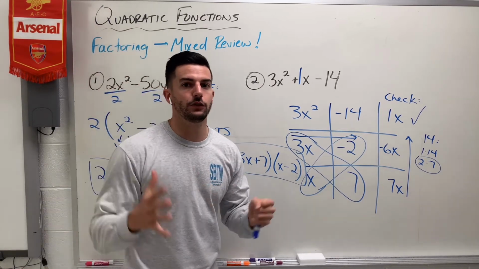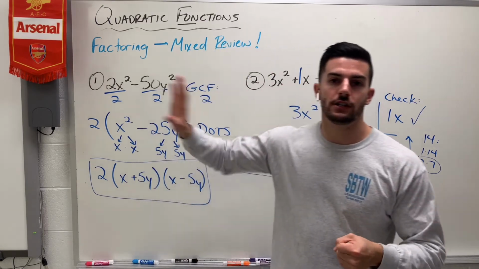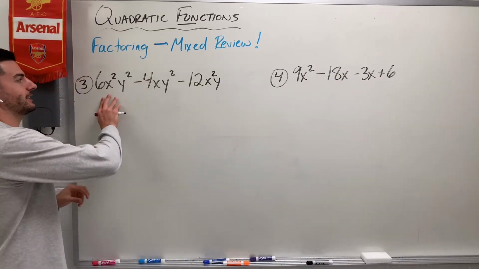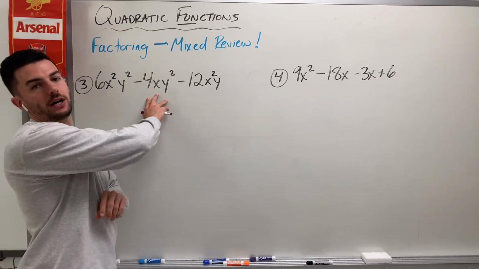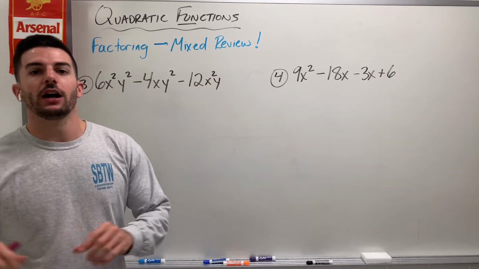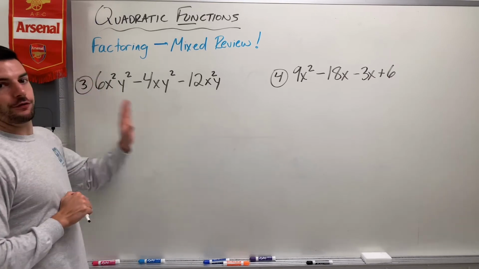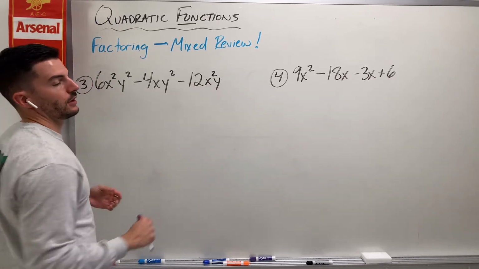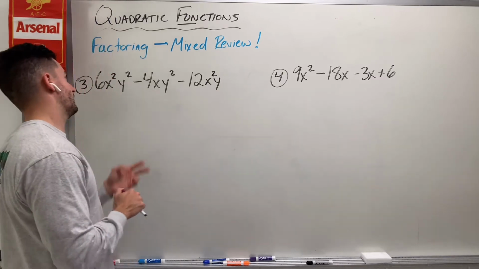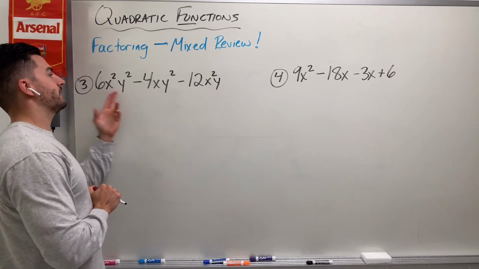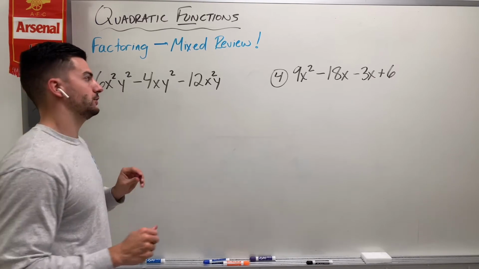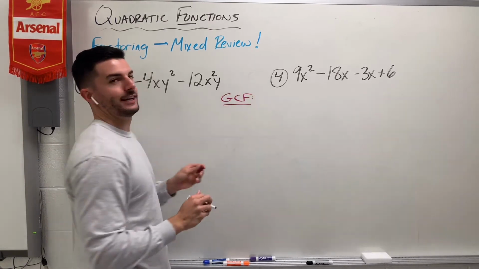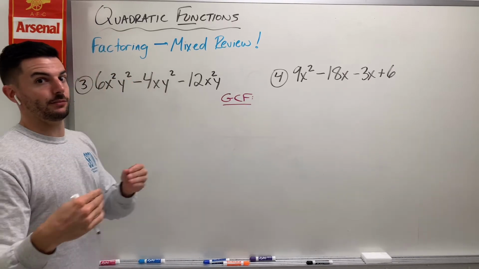All right, I'm going to do a few more with you using some different strategies. I'll put them up here right now. All right, now looking at number 3 here, 6x squared y squared minus 4xy squared minus 12x squared y. Wow. Okay, so first thing, hopefully you notice that these have lots of common factors within the variables and the coefficients. There's a common factor there too. Okay, so we're going to deal with that GCF first, and then we're going to look at what's left and see if we're able to factor it again.